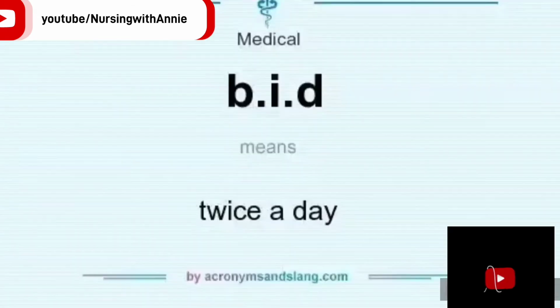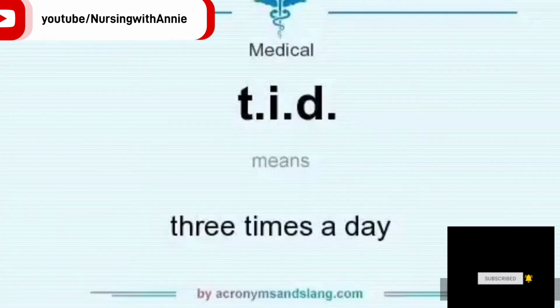Then you have BID. This is when it comes to drugs. This is 2 times daily. Whenever you see a prescription that carries BID, it means you have to give that drug 2 times daily. Then you also have TID. It means 3 times daily. So whenever you see a prescription that carries TID, it means you have to give that prescription 3 times daily.